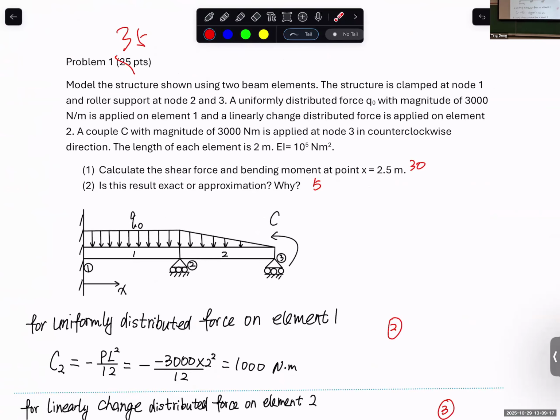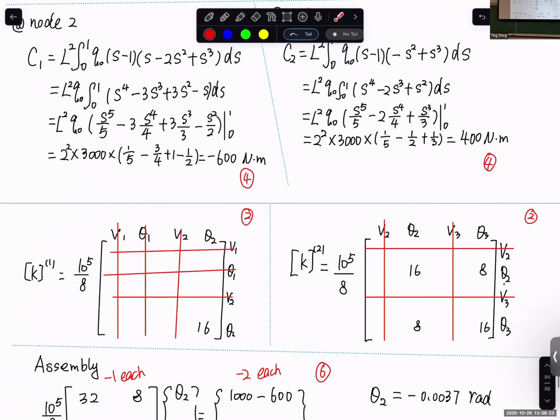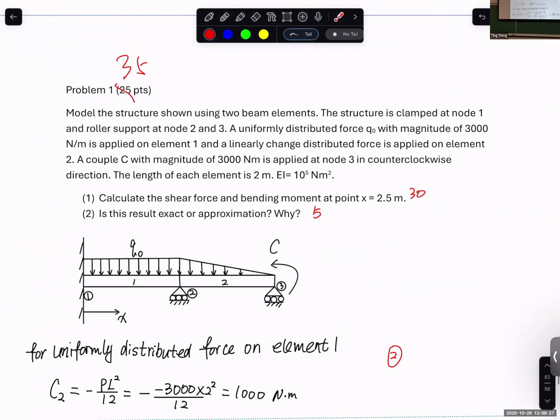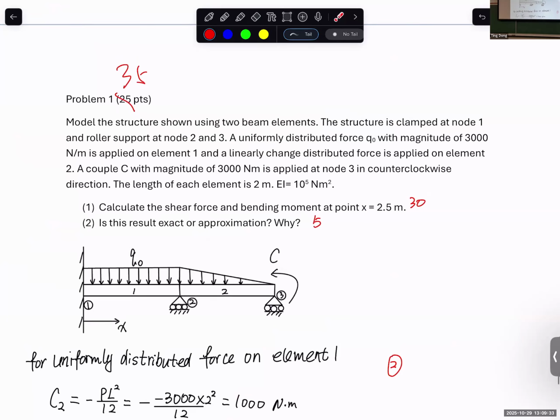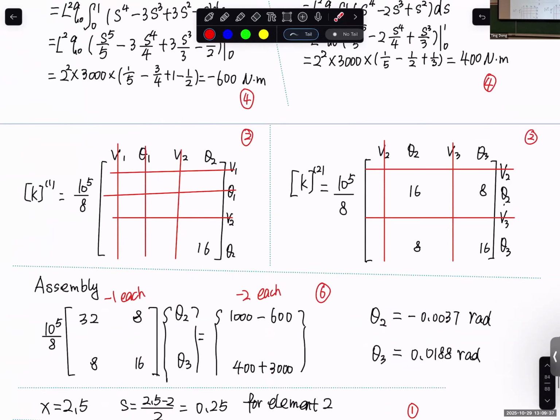I do agree that it takes some time to calculate the whole thing, especially for this part. That's why I added 10 points. But I personally do not believe this is a surprise type of question. If you check all the examples and all the homework we practiced, it's not. And especially I emphasized it in the exam review class.